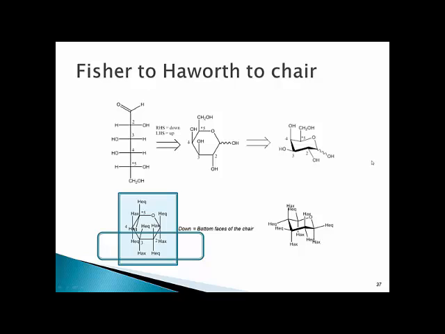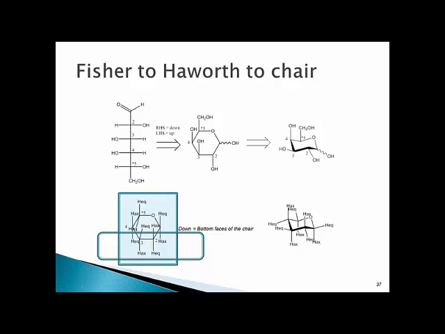So converting from these structures is quite challenging. In this course we'll be focusing on converting from Fischer to Haworth, and next when you go into biochem you're going to have to go from Haworth into chair. I will give you an idea of how to do that, but this will not be examined in this course.